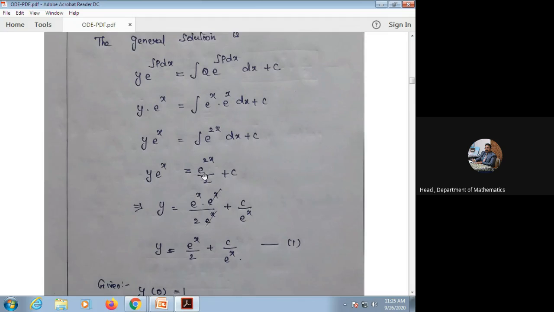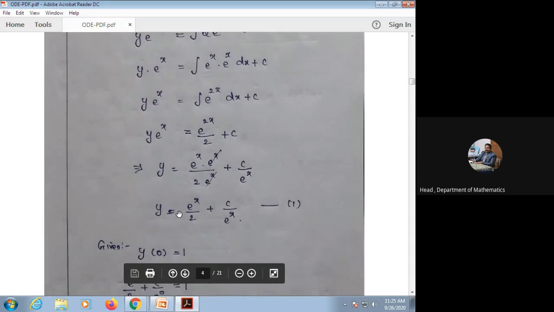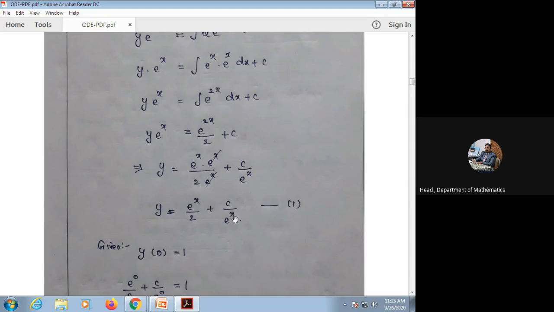Therefore, we get... here you have to write e power 2x as e power x into e power x. This term comes in the denominator. Now 4 divided by 2 into e power x. Here also c by e power x. These two terms are cancelled. Then finally we get the solution y of x, that is equal to e power x by 2 plus c by e power x. Take this y of x solution as equation number 1.